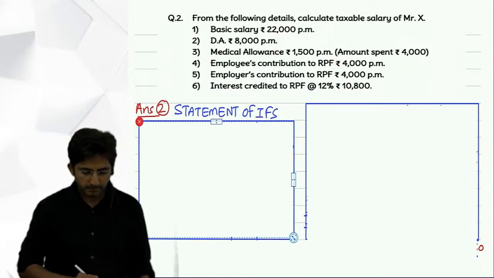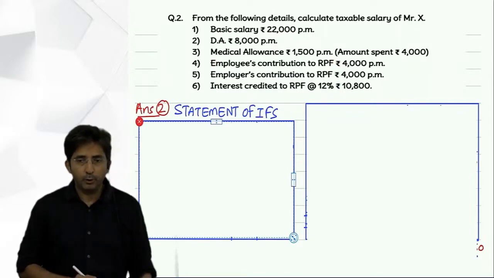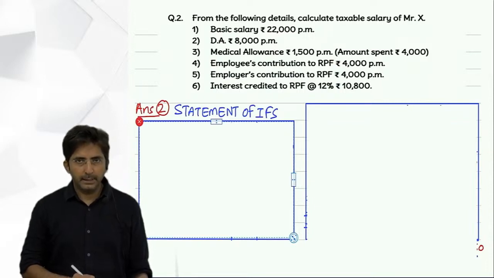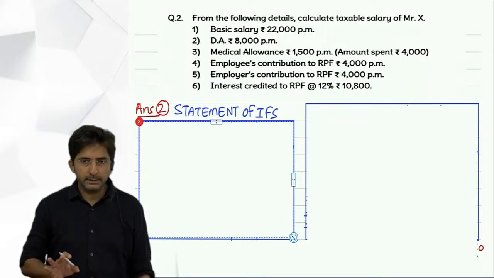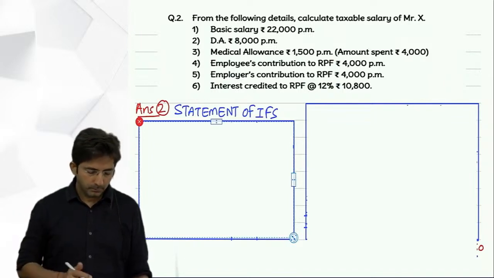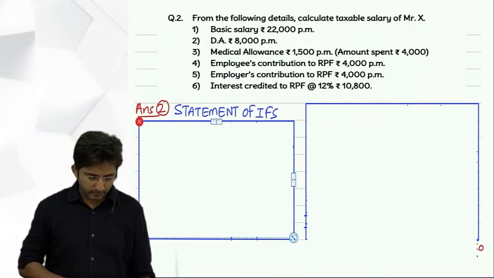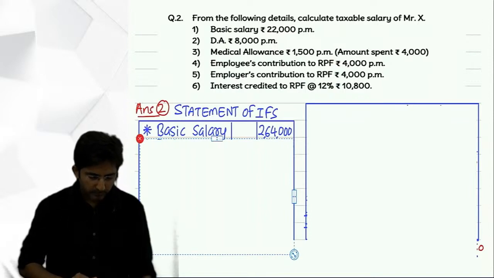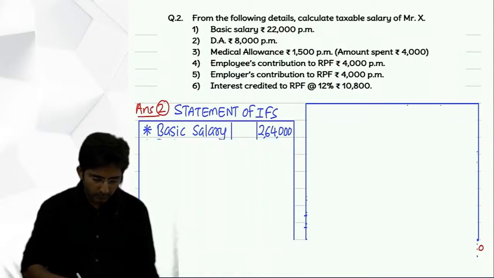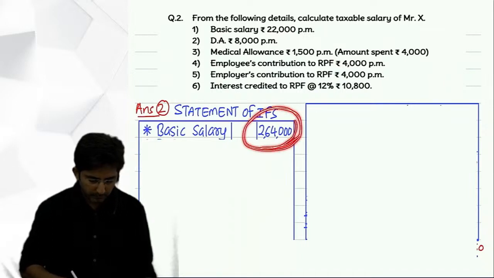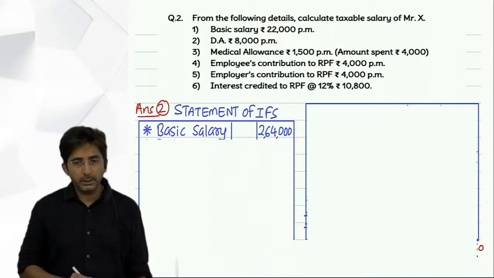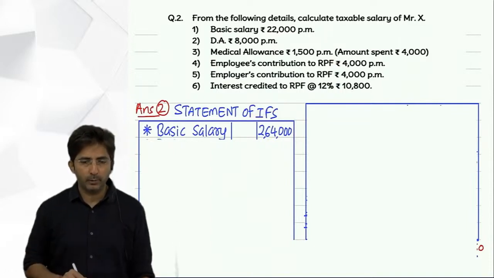First point is basic salary 22,000 per month. Taxable or exempt? Taxable. But then what did I say last lecture? Basic salary should be written net or gross. But if nothing is given, we have to assume it is gross. So write as it is, 22,000 into 12. That comes to 2,64,000. Show the multiplication in the bracket, 22,000 multiplied by 12.